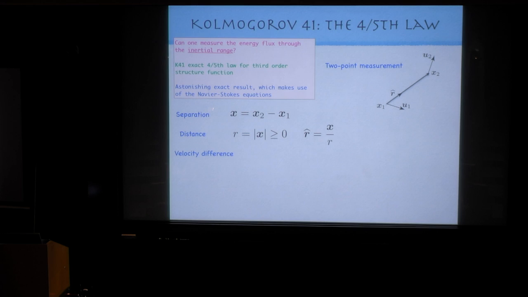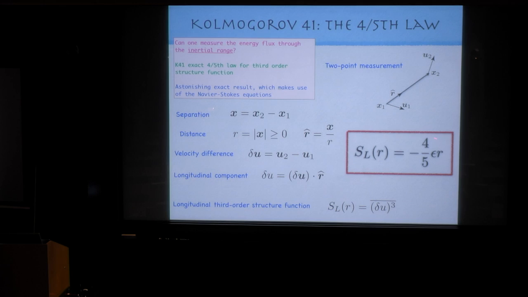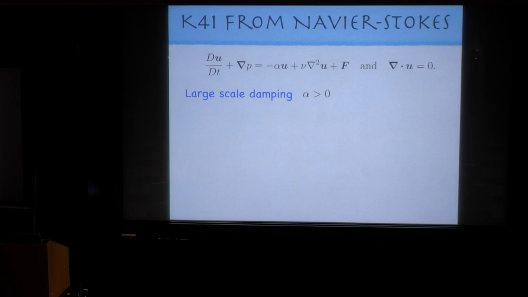This is a classical result by Kolmogorov. There's an exact four-fifths law that tells you that the third-order structure function, not the second order, but the third-order structure function measuring velocity differences between two points should obey this law in the inertial range, where epsilon is the energy transfer from scale to scale. That took a while. So I'm just going to skip over the derivation.